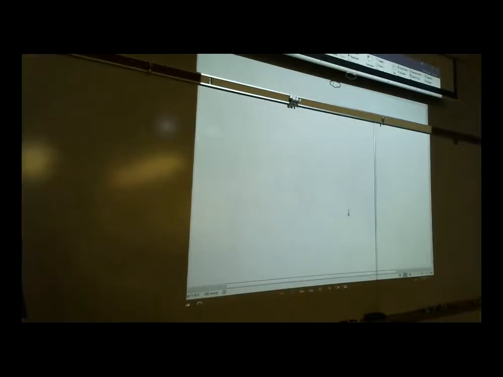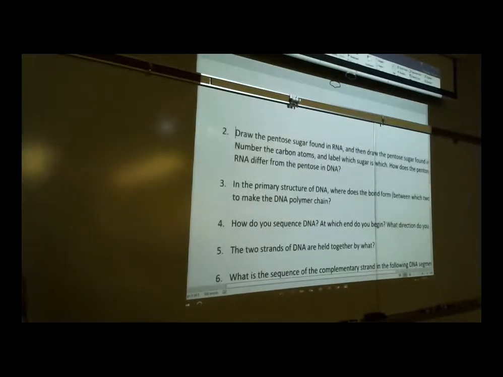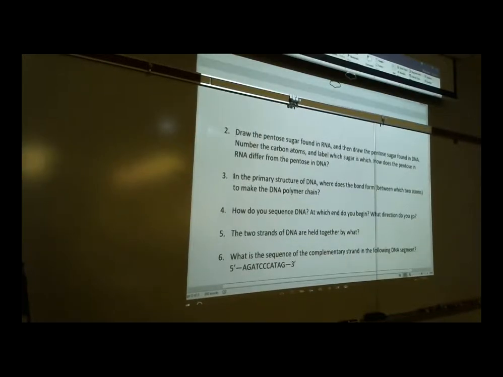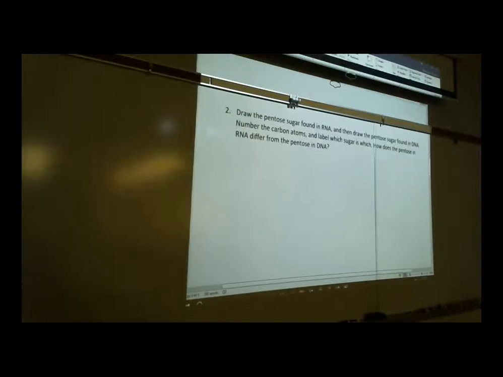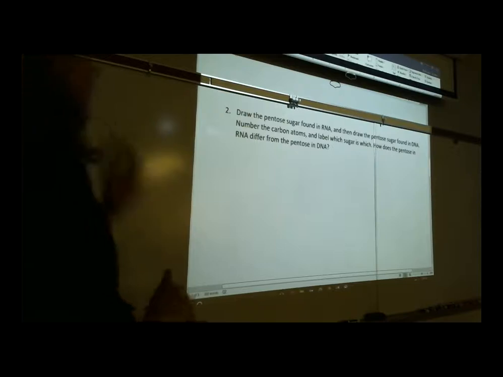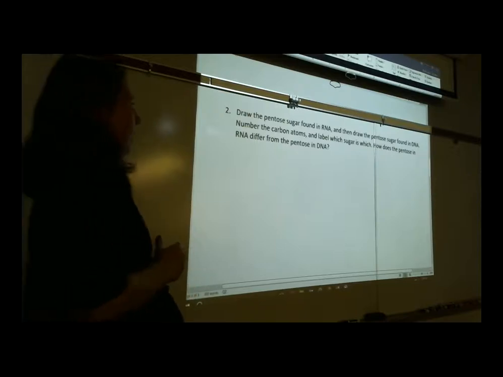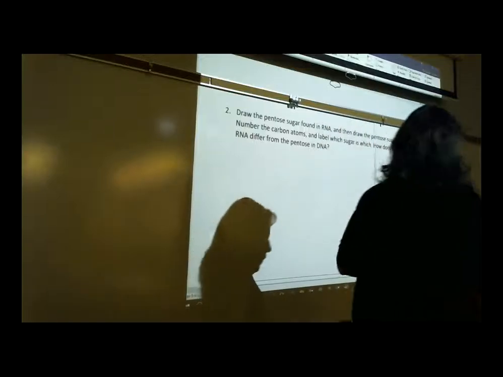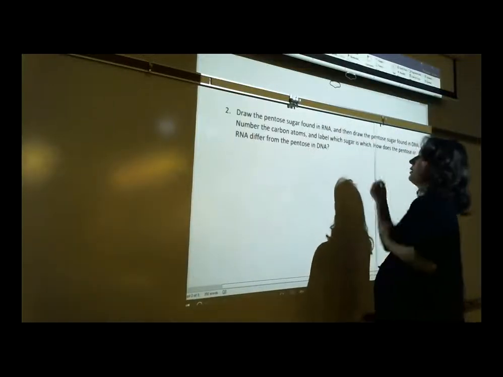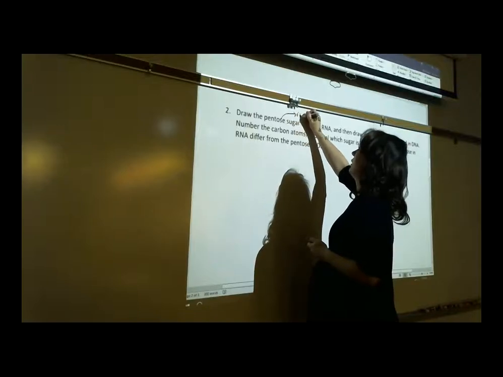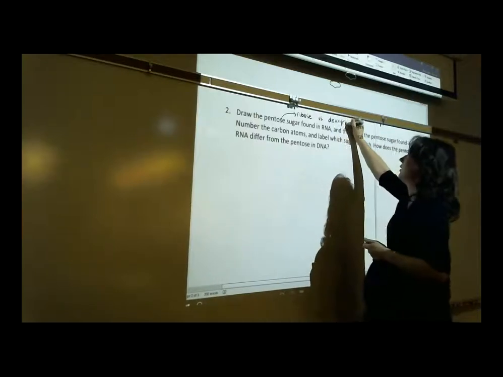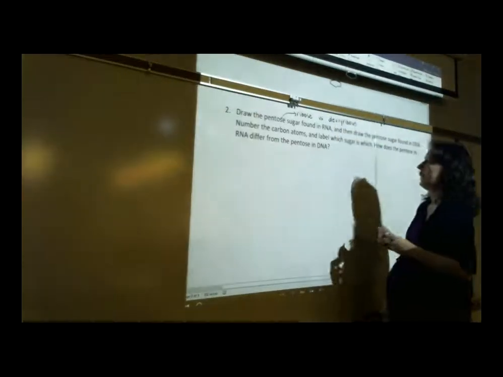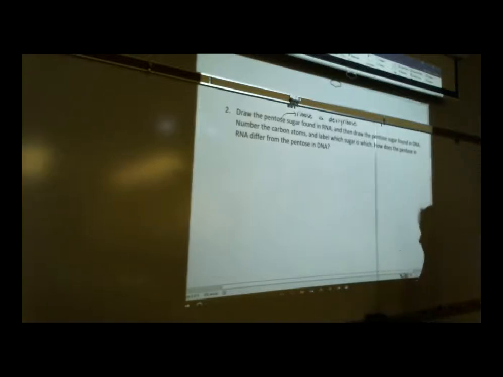Let's look at number 2. All right, draw the pentose sugar found in RNA, then draw the pentose sugar found in DNA, and number them, label which is which, and how do they differ. All right, so the sugar, it is a pentose, specifically it's ribose versus deoxyribose, okay? That's the difference. One's ribose, one's deoxyribose.